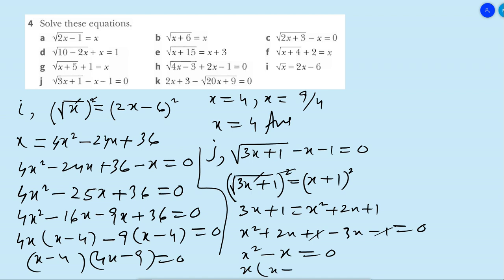This implies that x is equal to 1 and x is equal to 0. This time we have to take both the values 1 and 0, because both the values satisfy the question. You can check by putting x is equal to 1. You will see left hand side is equal to right hand side, and you can put x is equal to 0 in the question. Again you will see left hand side is equal to right hand side. So sometimes both the values are acceptable. Okay, come to the last part, k.